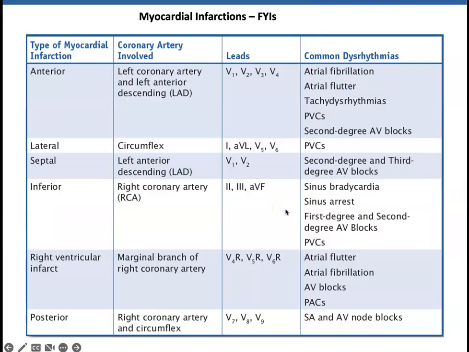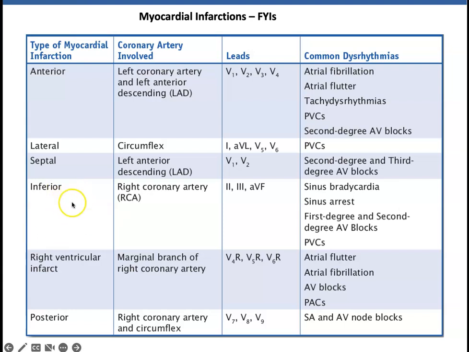All right, so here are your MIs, your myocardial infarctions, where they happen and where you would see it. So any anterior one that's going to involve the LAD, that's where you're going to have your V1, V2, V3, V4, and this is your left coronary LAD. Common dysrhythmias that can cause this would be AFibs, aflutters, tachydysrhythmias, right? So it's going too fast, PVCs, second degree AV blocks. Then the lateral side, which involves the circumflex, this is now you're looking at 1, AVL and V5, V6. You're probably going to see initially some PVCs with this. And then septal, that is going to be your LAD again, V1, V2. Second degree heart blocks and third degree heart blocks will be common dysrhythmias that cause this.